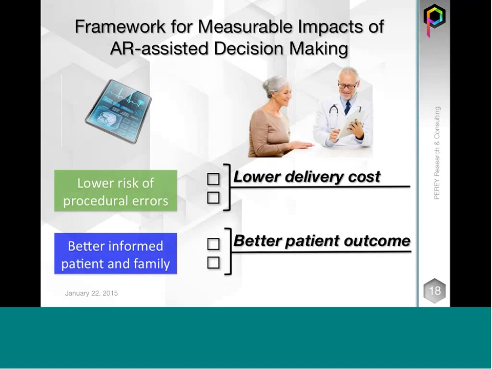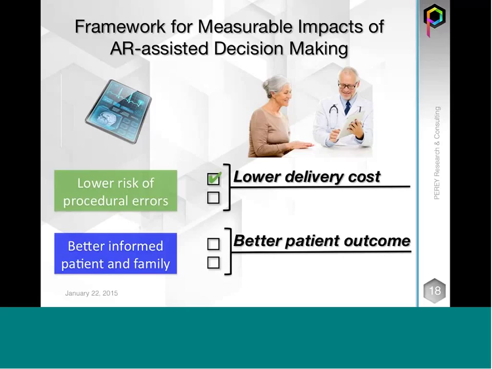And what is the impact of that decision-making, of that AR-assisted decision-making? So now I'm suggesting another way of looking at it, another framework that I hope people will find useful. Let's think about the very, very important outcomes of better health delivery. Certainly, we want to contain costs. We want to avoid errors. And in the bottom part of this figure, we want to have better patient outcomes, and that often means a better informed patient and members around them.